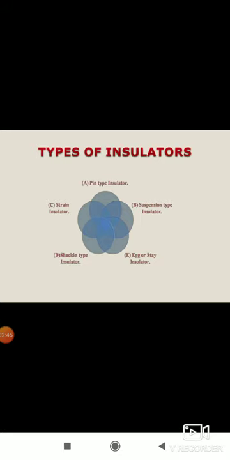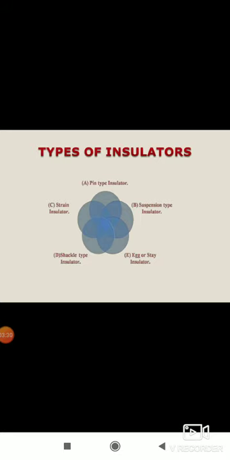Now, in this session, we are going to deal with the different types of insulators. The efficiency of a transmission system depends on what type of insulators you choose. I repeat, the efficiency of a transmission system can be increased by the insulators that you choose. That's why we have four types of insulators in our daily life, in transmission, distribution and so on. So what are the different types?